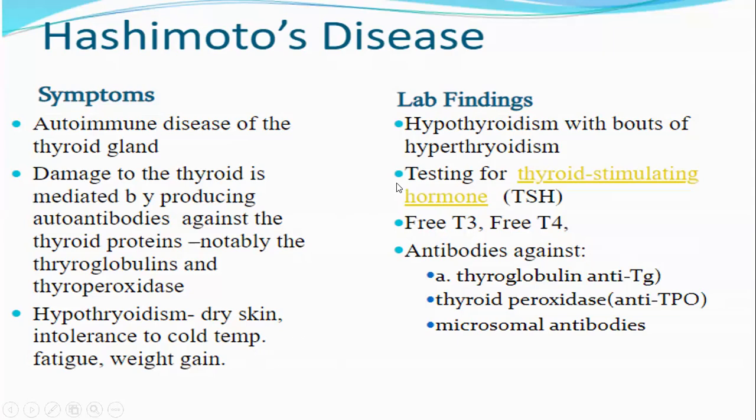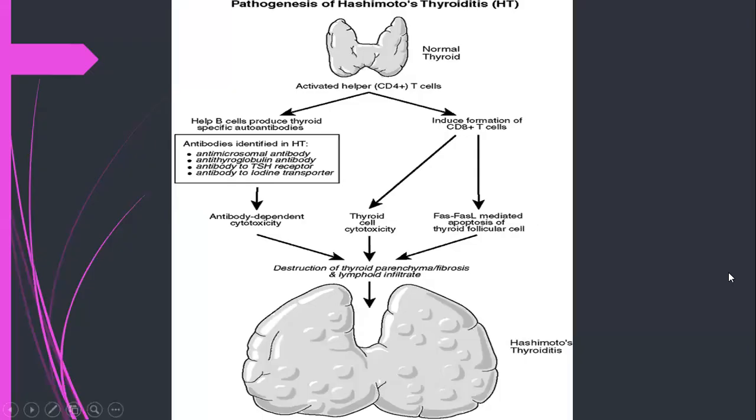Now, lab findings are as follows. If we test for the different hormones, we get low levels of your T3 and T4 and high to normal levels of your TSH. And if we detect autoantibodies, we would actually detect autoantibodies directed against thyroglobulin and thyroid peroxidase and some microsomal autoantibodies. Okay? So this is what happens now.